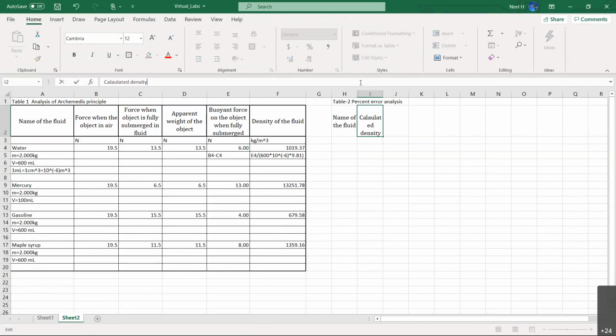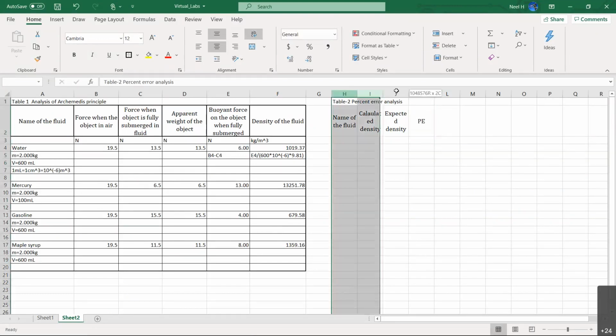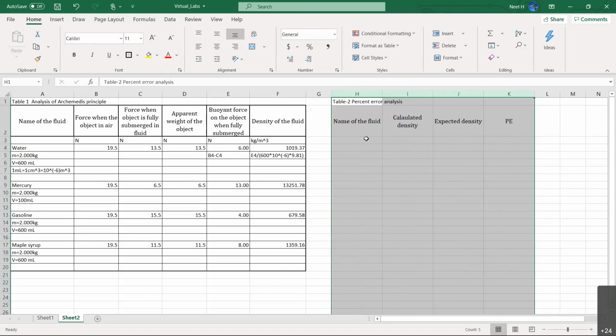Calculated density, and then I need expected density. Expected density, then I need the percentage error, PE. Okay, I'm just going to put PE, but you have to write it down that. If you want to have more space here, you can expand that. Those things you can do as we go on.